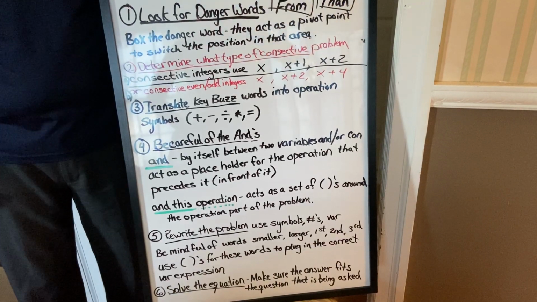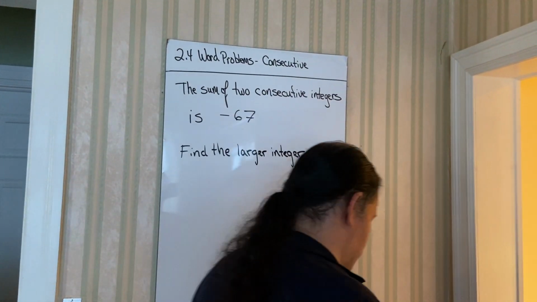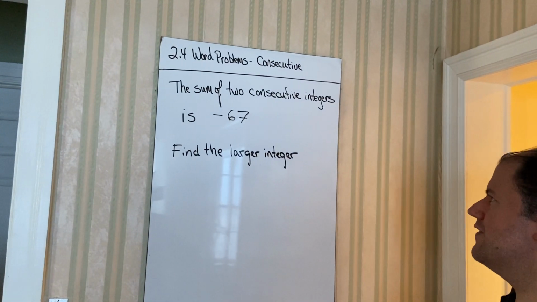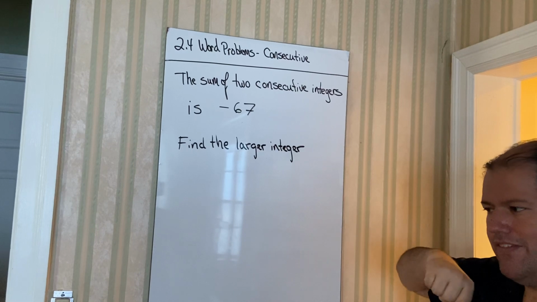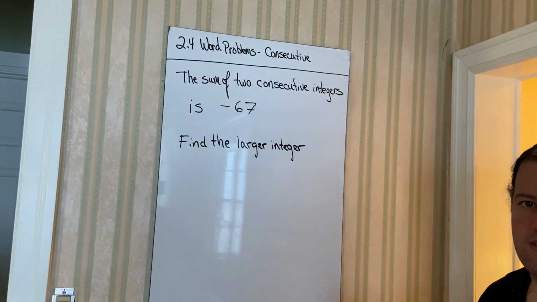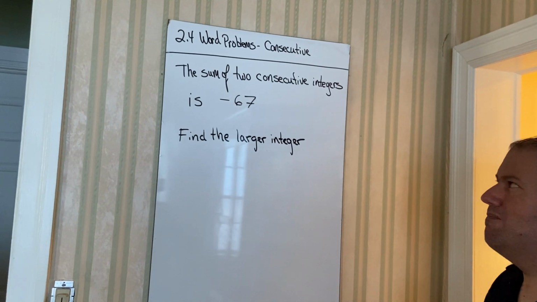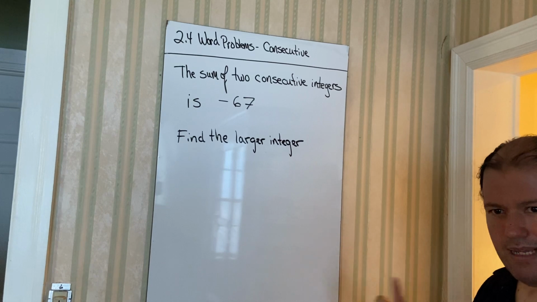Okay, so let's go to this board. The first thing that we always have to do is read the problem. So just like we did, go from left to right. The sum of two consecutive integers is negative 67. Then you're going to look to see if there are any danger words. Do you have the word from up here? Do you have the word than? No, I don't.